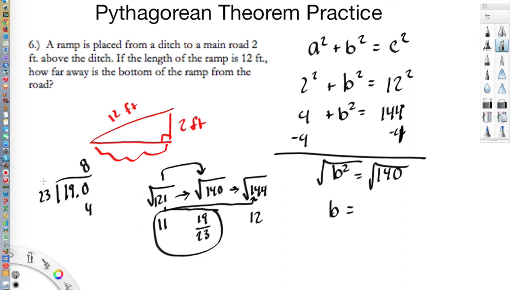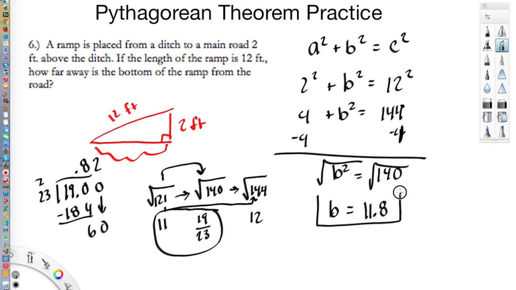8 times 3 is 24. Carry the 2. 8 times 2 is 16. Plus the 2 is going to be 18. Okay, well, I said 11.7. I was pretty close. And when I go to subtract, I'm going to get a difference of 6. Bring a 0 down, and it's going to be 2. So it's going to be 11.8. And I should make that an approximation. It's approximately 11.8 because 11 and 19 23rds rounds to 11.8.